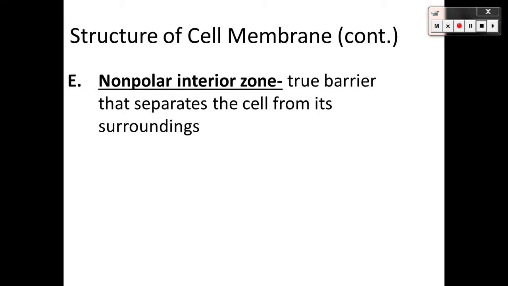Alright, so let's just recap as a whole some of these structures that we found in our membrane. Just so you know, when you're talking about the membrane, it is very important to realize that there is a very distinct nonpolar interior region. That was the fatty acid region, those fatty acid tails. And we'll say that these are true barriers, so they truly separate the cell from its surroundings.